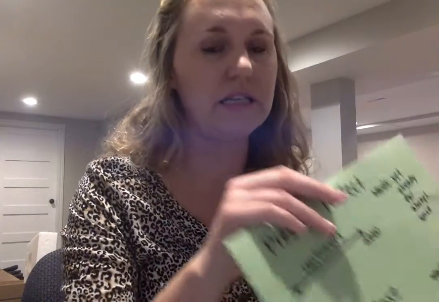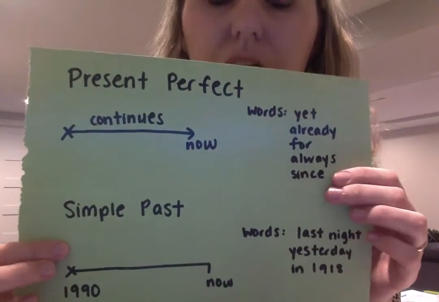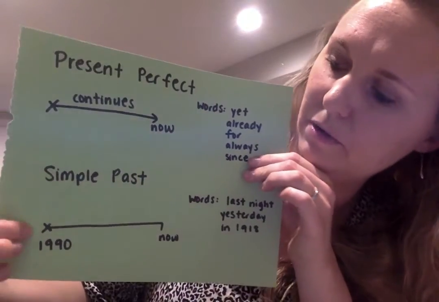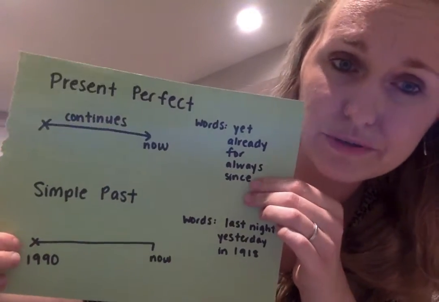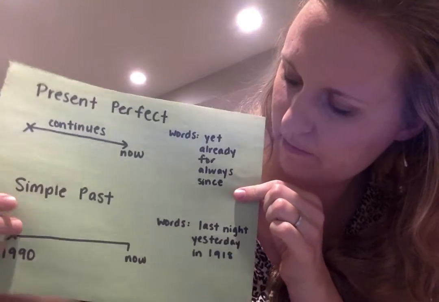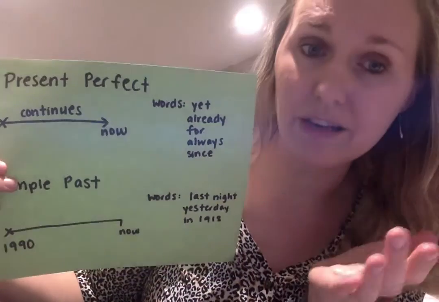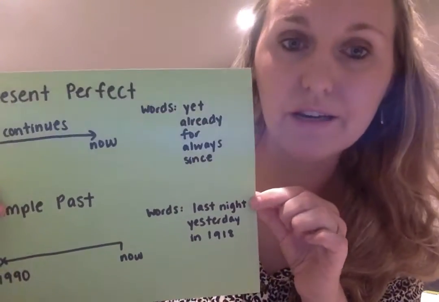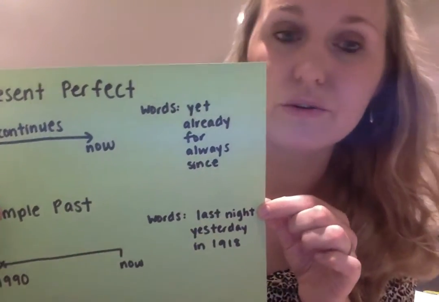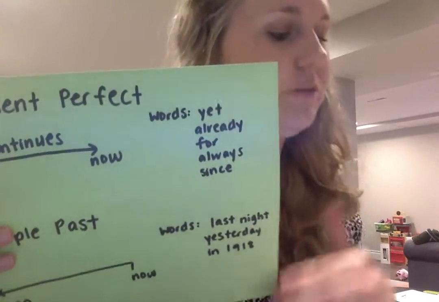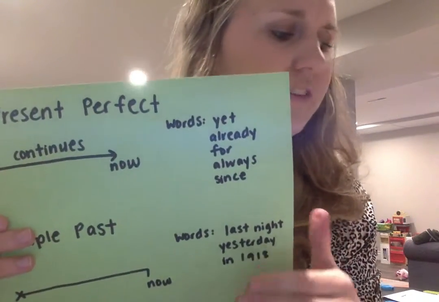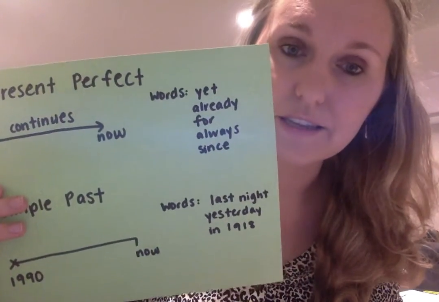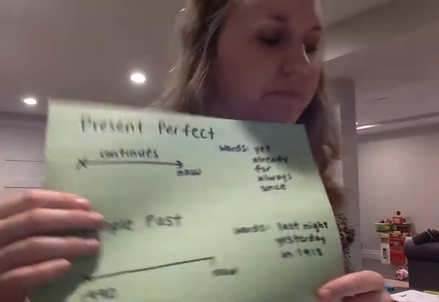Now for the simple past, to give a diagram of this, the simple past simply just happens in the past, right? So maybe it happened in 1990. We would use the simple past. Some words here that would indicate that we need to use simple past are things like, last night, yesterday, in 1918, right? And so the action has actually been completed in the past. If a past action is connected to a specific reference, that does indicate that it is the simple past.